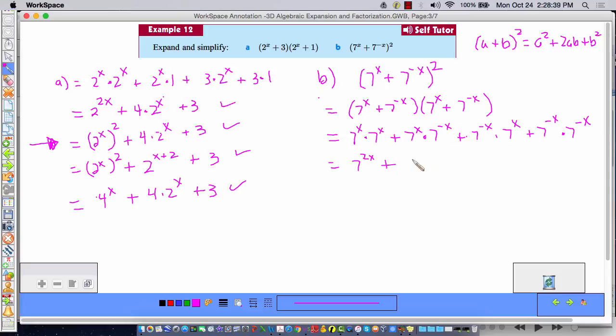7 to the x minus x is 7 to the 0. 7 to the 0 again right here. Plus 7 to the negative 2x, which is equal to 7 to the 2x plus 2. 1 plus 1 here. Anything to the 0 power is 1. Plus 1 over 7 to the 2x. And there's a lot of different ways we could write this, and you need to be able to do that. But I will just leave it as that for now.